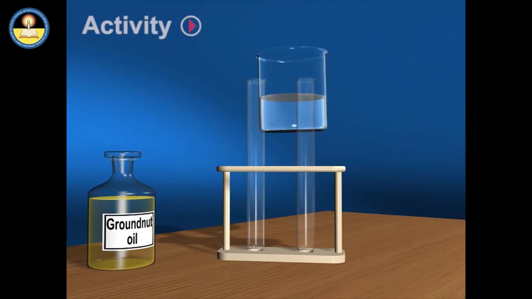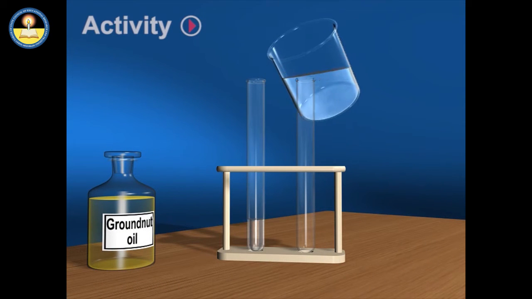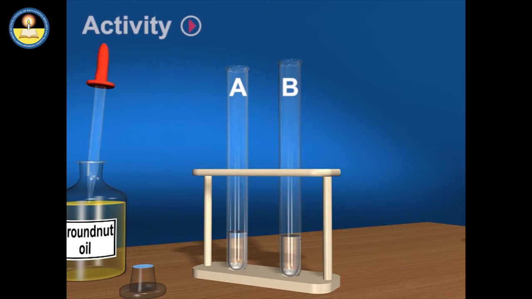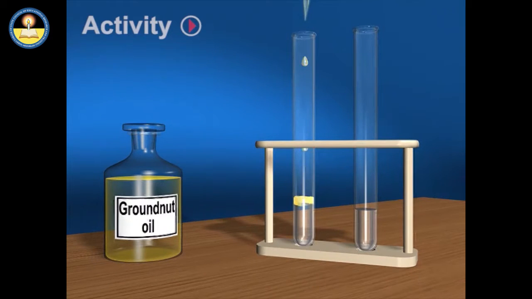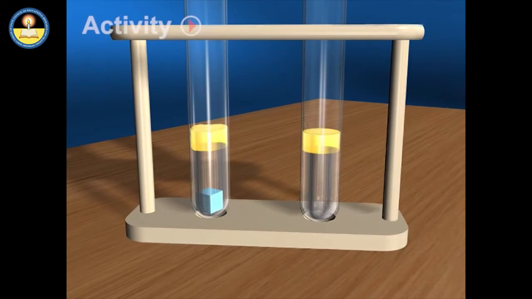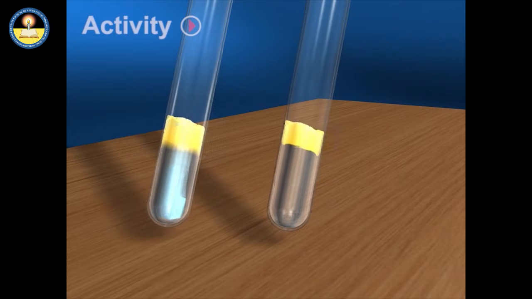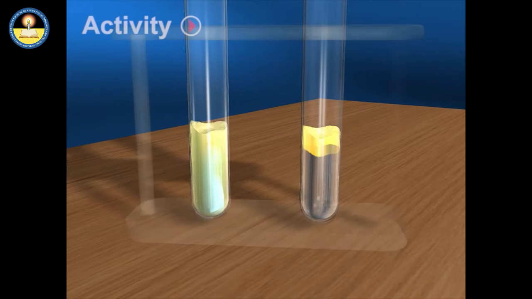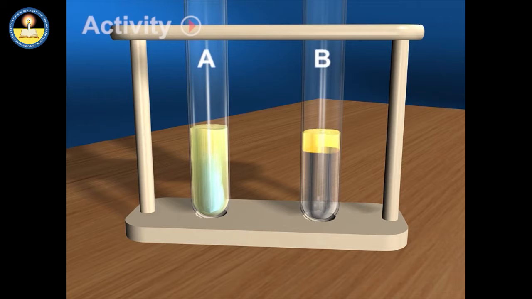We take about 10 ml of water in 2 test tubes marked as A and B and add groundnut oil to both the test tubes. We next add a piece of soap to test tube A and vigorously shake both the test tubes for some time. We then keep the test tubes A and B undisturbed in a test tube stand for 5 minutes.